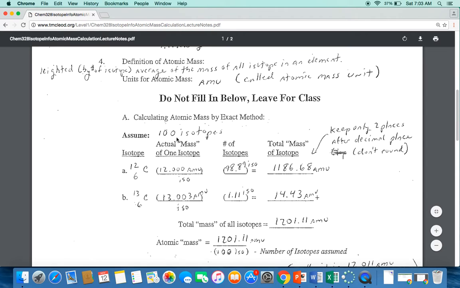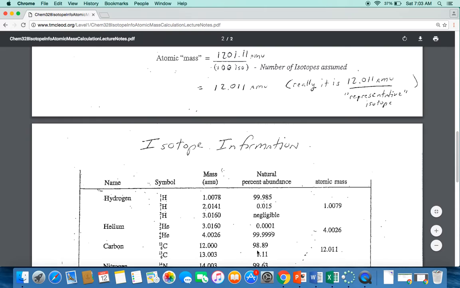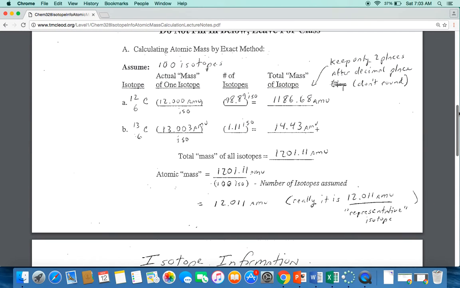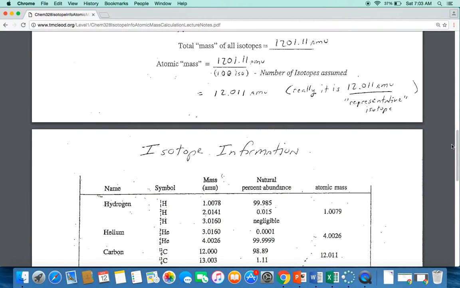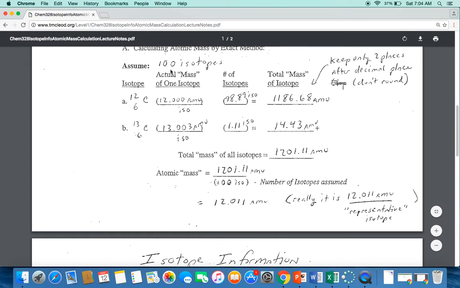The most common number we use is 100 isotopes, because when you assume 100, all these percentages, you throw away the percent sign and put the unit isotope, and the numbers don't change. If, however, you want to use one isotope, it would be 0.9889. Or if you don't like the fact it's 98.89 isotopes, you can assume 10,000, so that would be 9,889. It doesn't make a difference as long as the number here is brought down there.